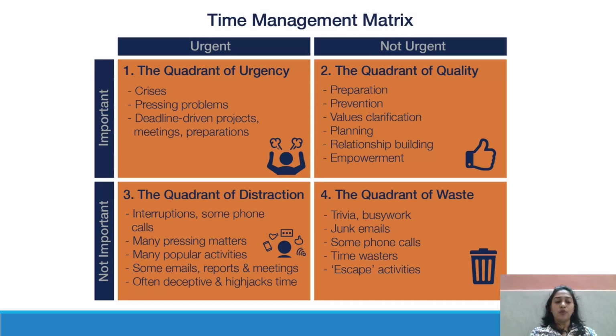Now, not important but urgent is the quadrant of distraction: interruptions, some phone calls, pressure matters or any impediments, many popular activities. We have to address those urgently, but of course they are not important for that particular point of things. While creating the product backlog, emails, reports and meetings often hijack us. But not urgent and not important is the quadrant of wastage.